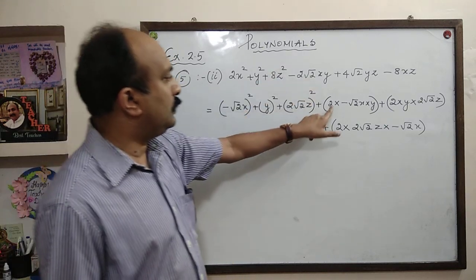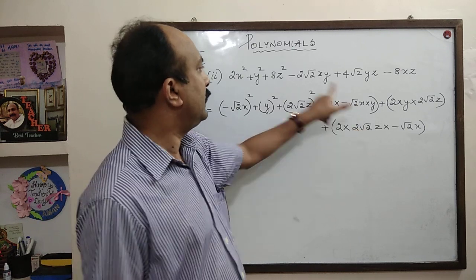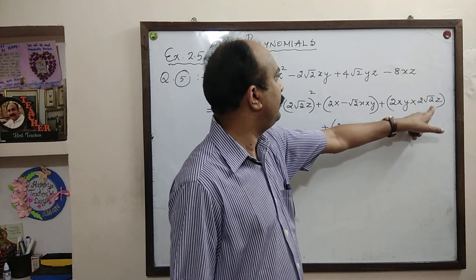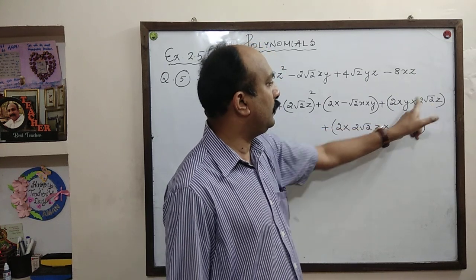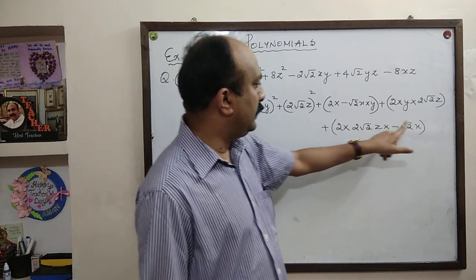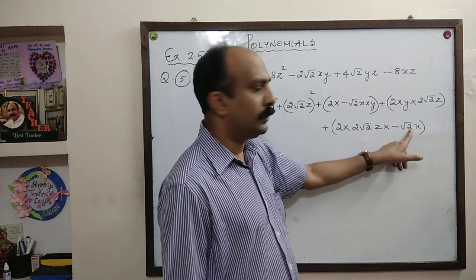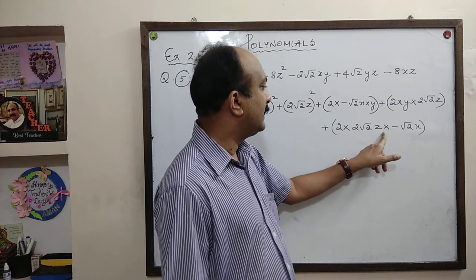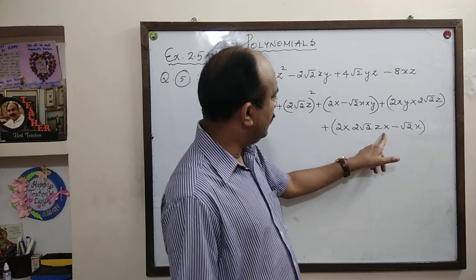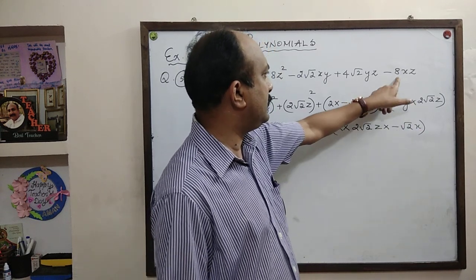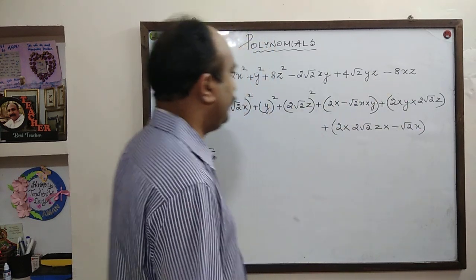Okay, you check it back. 2 into root 2, 2 root 2 xy. 2 into 2 root 2, 4 root 2 yz. 2 into 2 root 2 into minus root 2. Root 2 into root 2 is 2. 2 into 2 is 4, 4 into 2 is 8. 8 zx, sign minus, so minus 8 zx. Everything is correct.